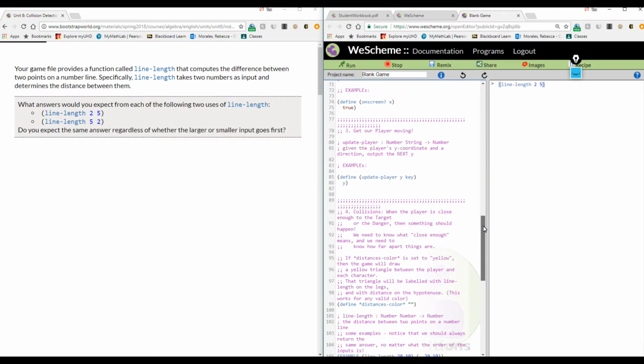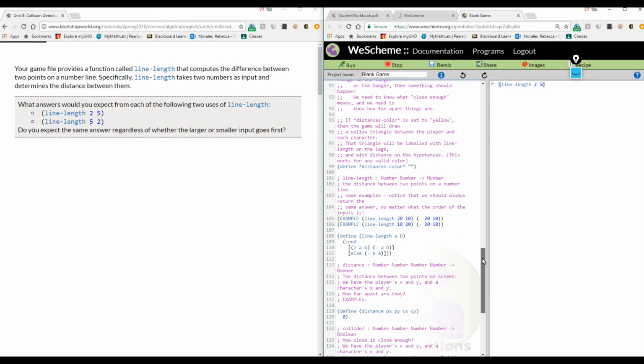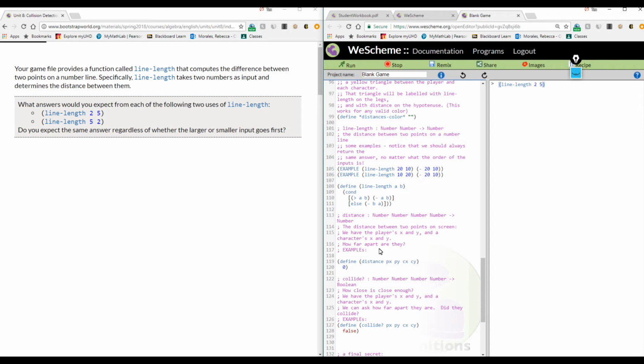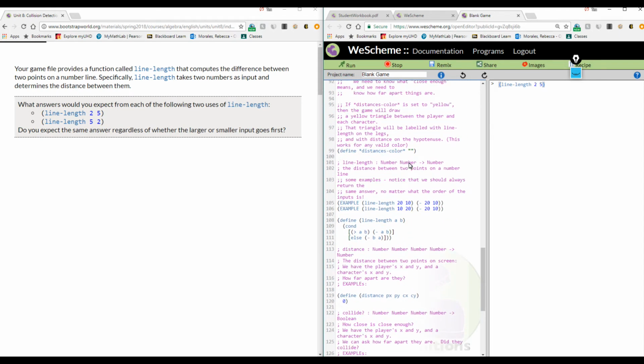And then your update player is what we just did in Unit 7. And now we're on to Unit 8, which is this function with line length, distance, and collide. Now, line length, they tell you, computes the difference between 2 points on a number line, the distance between 2 points on a number line. Okay, they have some examples for us here.